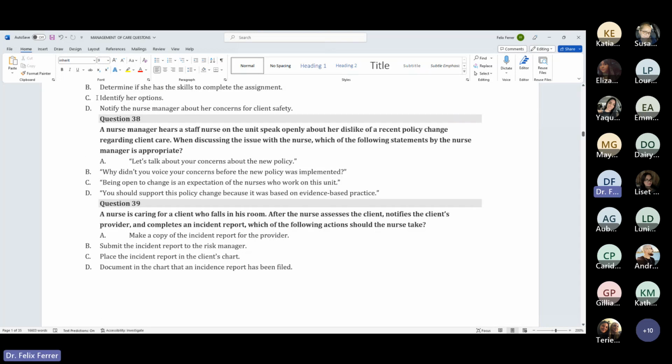A nurse manager hears a staff nurse on the unit speak openly about her dislike of a recent policy change regarding client care. When discussing the issue with the nurse, which of the following statements by the nurse manager is appropriate? A. Let's talk about your concerns about the new policy. Really good.